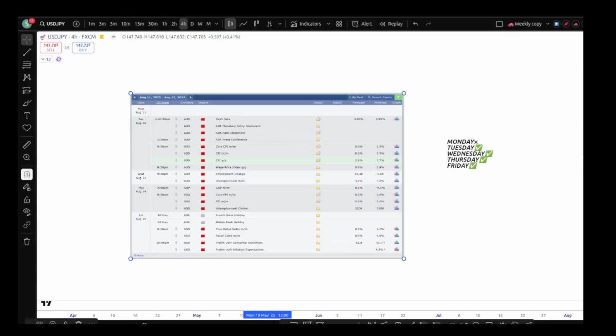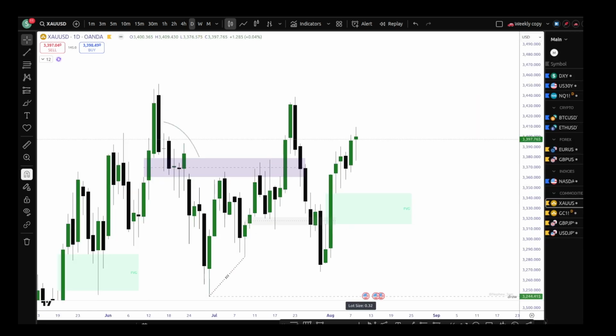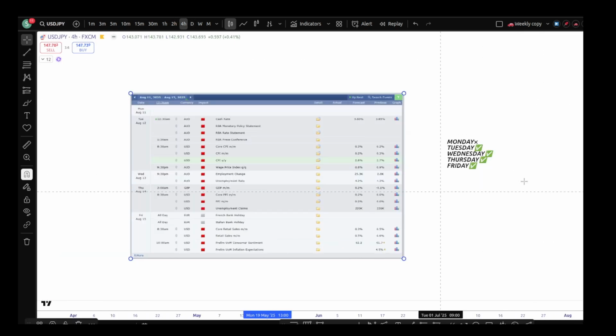I will quickly go through our DXY, Euro, BTC, and gold. NQ I will be trading in coming days, so I will be giving updates on the Discord.